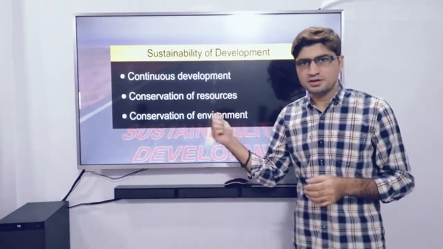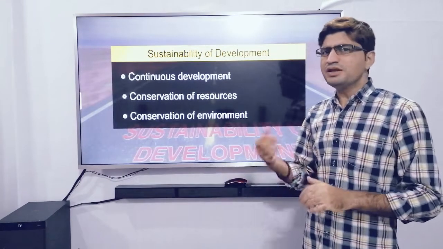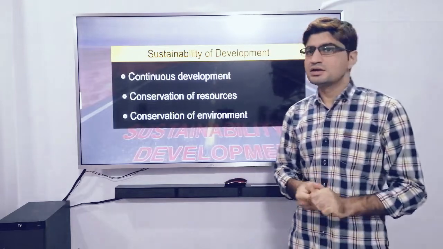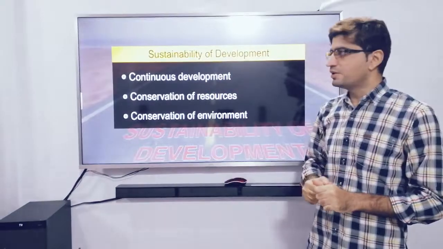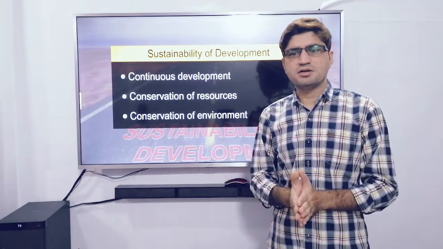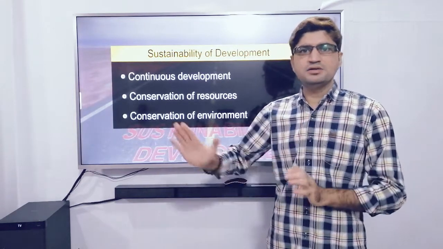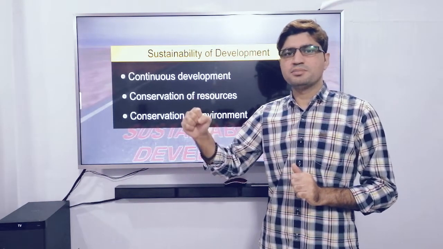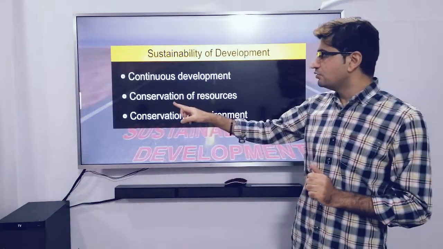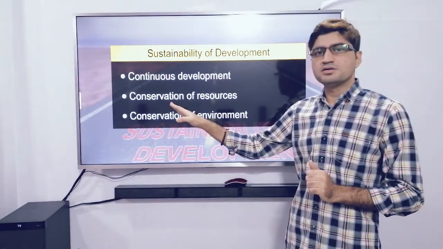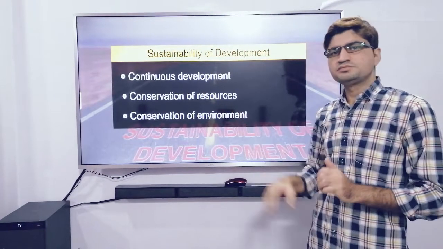This principle, sustainability of development, has been adopted by many philosophers, social scientists and scientists. That means continuous development, with no compromise on development. We have to continue that development and try to improve the development rate, but without harming resources and the environment. That means conservation of resources.